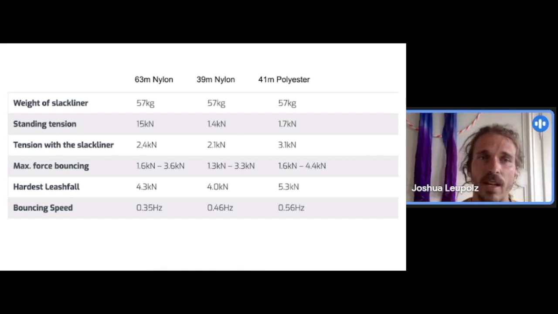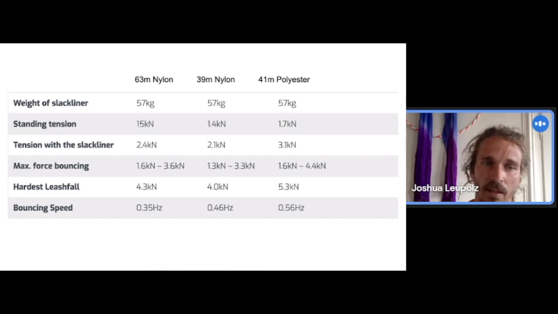Here are some more examples of how it looks. The weight of the slackliner was always 57 kilograms, so rather light. And the standing tension here was 1.5 kilonewton, 1.4 kilonewton. That was a few years ago, and in the meantime, I think freestyle high lines have more tension, more around 2 kilonewton. So forces might be higher. So I assume 2 to 5 kilonewton is the standard range, which can go up to 6 kilonewton if you leash fall hard.